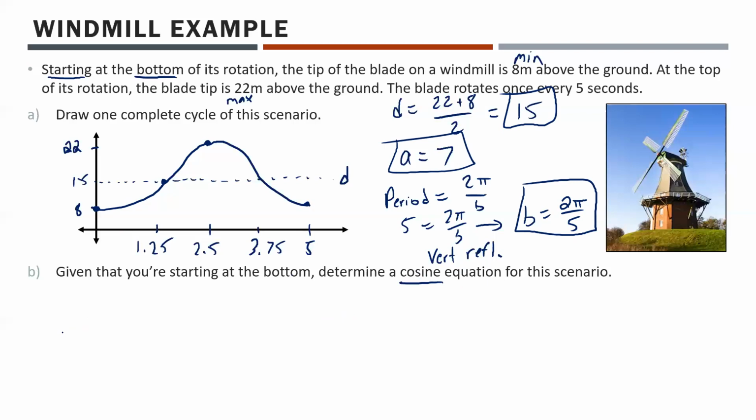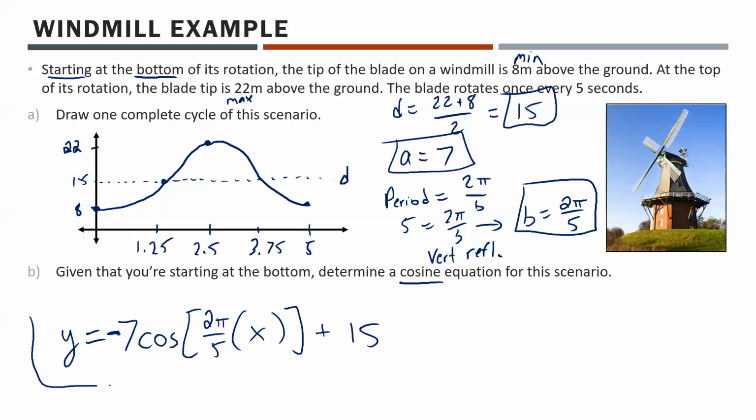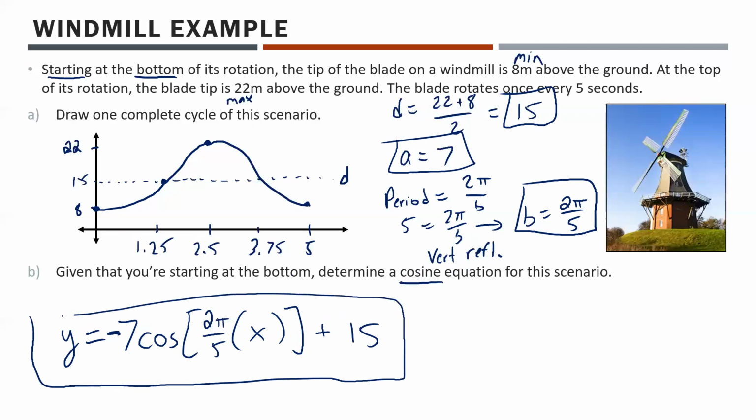So let's just throw this all in. Y equals A is 7, cosine, oh, I just forgot vertical reflection. It needs to be -7, my mistake. Square bracket, B value is 2 pi over 5, bracket X, I guess. There's no C value, so I'll end the bracket there, square bracket, and then plus D, so plus 15. And that right there should model the situation we've just created just now.